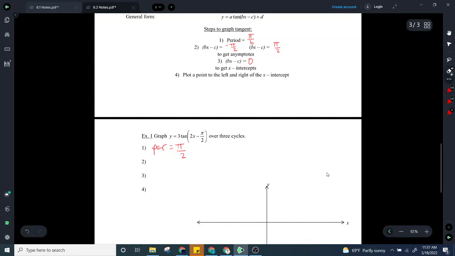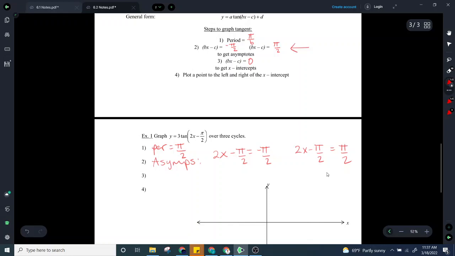I'm going to set that equal to, I'm going to make 2 little equations out of it. So to get the asymptotes here, I'm going to write it over here just so I have some more room. I'm going to write 2x minus pi over 2 equal to negative pi over 2, and 2x minus pi over 2 equal to positive pi over 2. So I'm using step 2 right here.